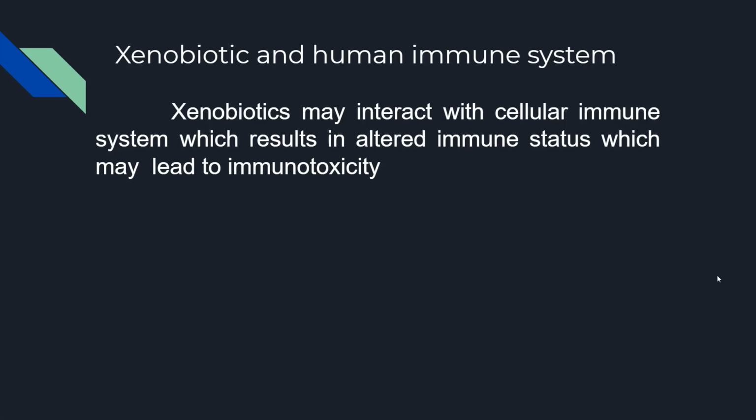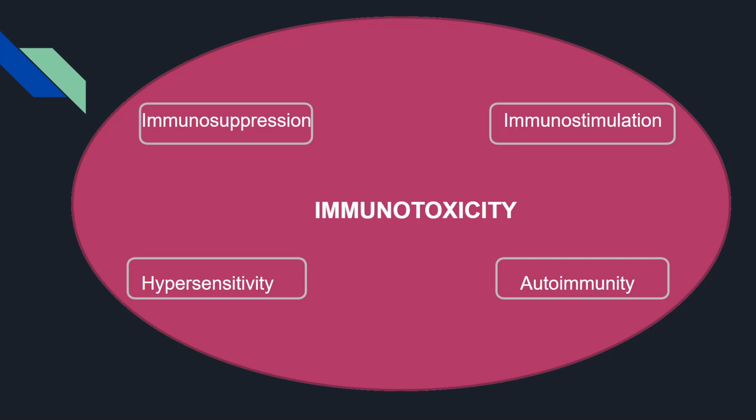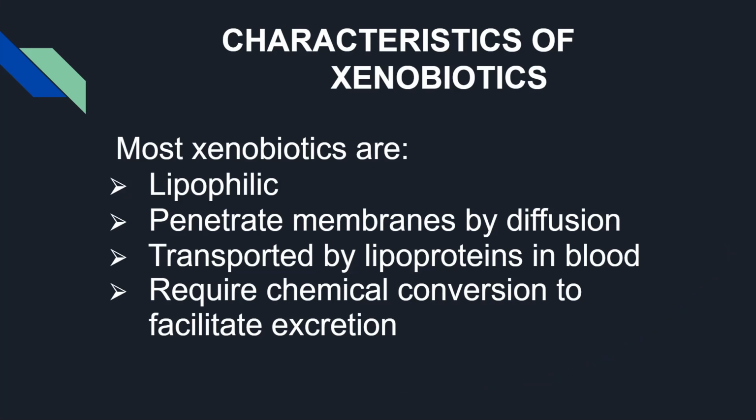Xenobiotics and the human immune system. Xenobiotics may interact with the cellular immune system, which results in altered immune status, which may lead to immunotoxicity. Immunotoxicity is shown as a graphical representation. Characteristics of xenobiotics. Most xenobiotics are lipophilic, penetrate membranes by diffusion, are transported by lipoprotein in blood, and require chemical conversion to facilitate excretion.